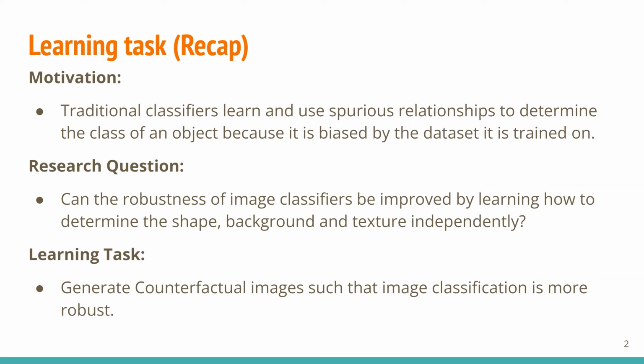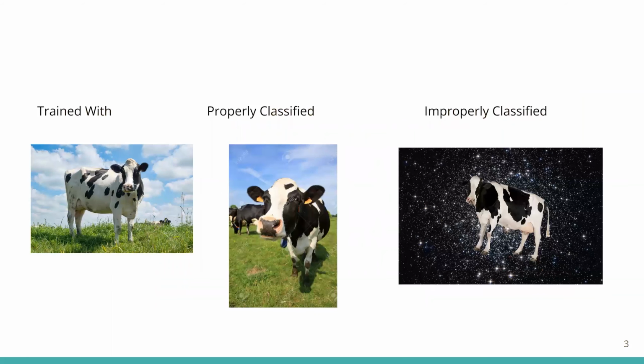The motivation for this paper was trying to increase the robustness of image classifiers. This came about because the authors noticed that image classifiers tend to learn spurious relationships between elements in an image. An example of this would be if I have a dataset of images, and every image with the label cow has a cow in a green field like the cow on the left. While the classifier will perform well on images like the middle one, it is likely not to perform well on images like the one to the right.